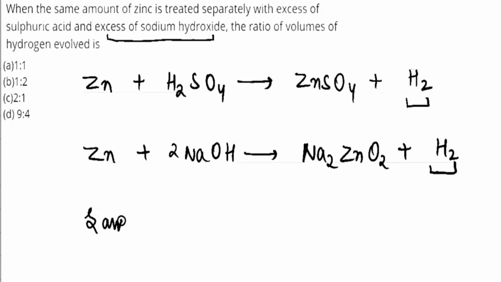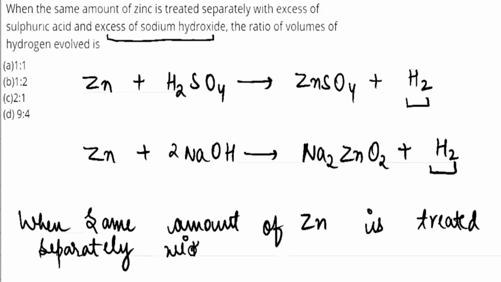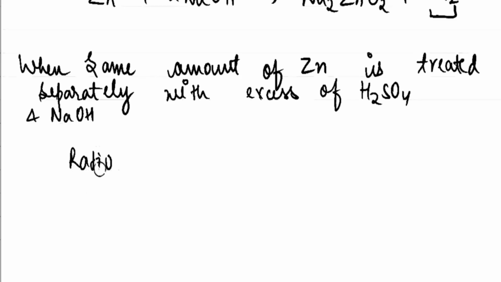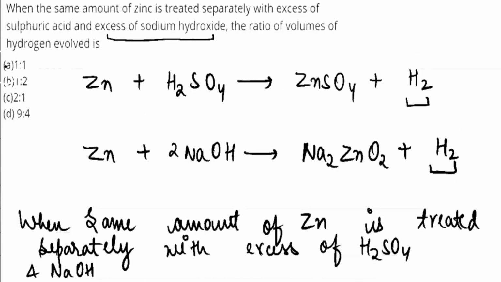Hence we can say that when the same amount of zinc is treated separately with excess amount of sulfuric acid and NaOH, then the ratio of volume of hydrogen evolved is simply 1:1. So going above, option number A is correct.